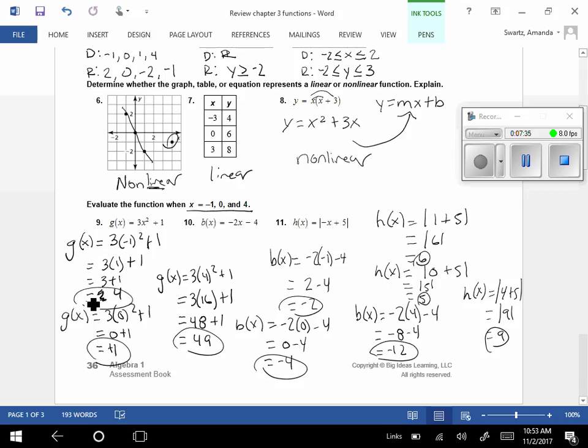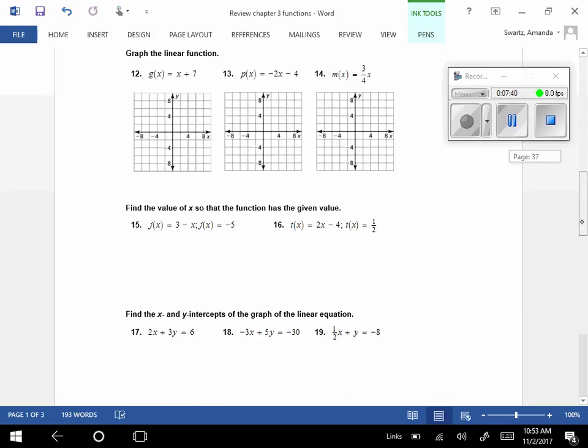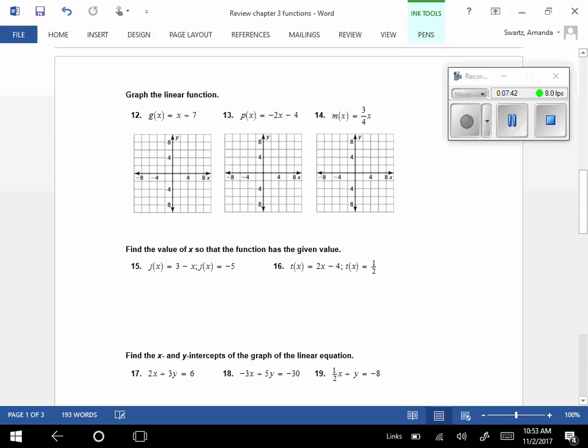Okay? All right, so moving on. Now it says graph the linear function. We've talked about a couple ways to graph, and you're going to do more graphing in the next video. But we're going to just look at 12. If you have questions on 13 and 14, you can refer to the next video that does more with graphing, just to save us some time.